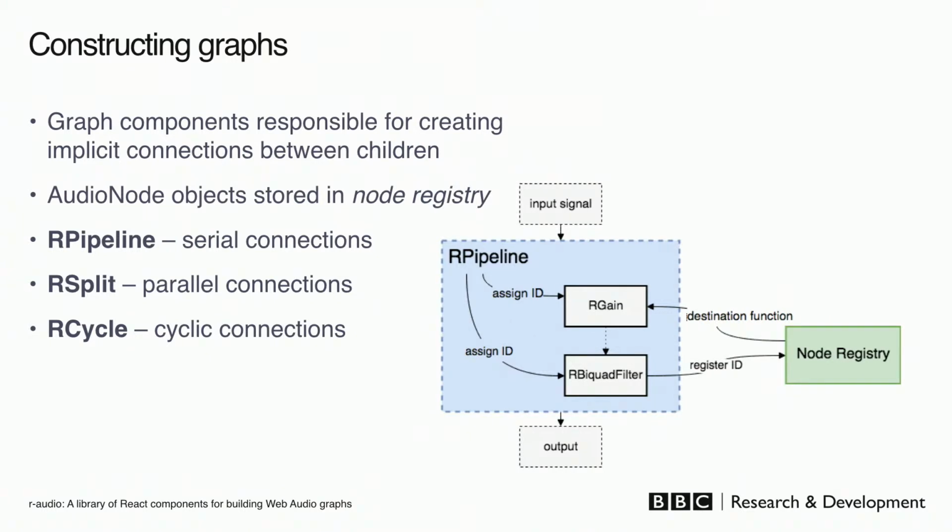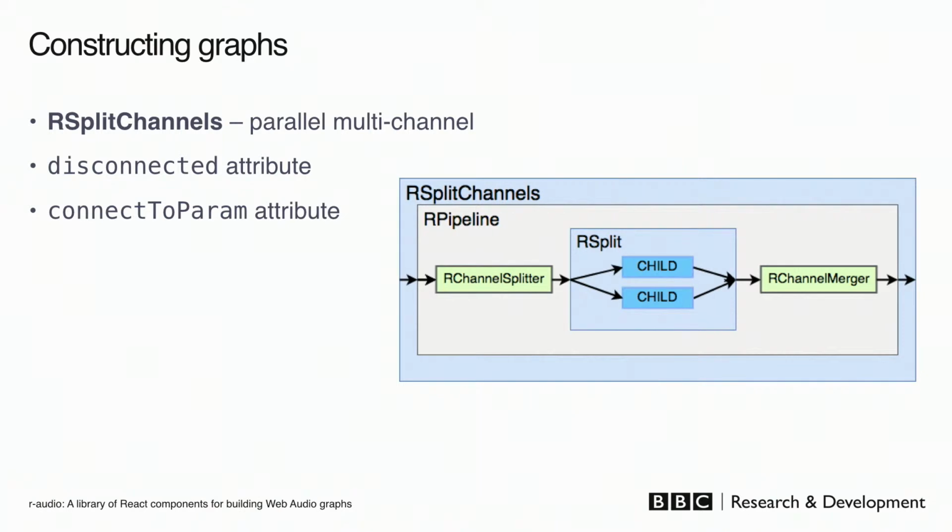You have the R pipeline, which takes all its children and connects them in a series. R split takes all its children and connects them in parallel. R cycle connects every child to itself, as well as the output of the R cycle. And this is a good example. R split channels is actually a compound graph component.